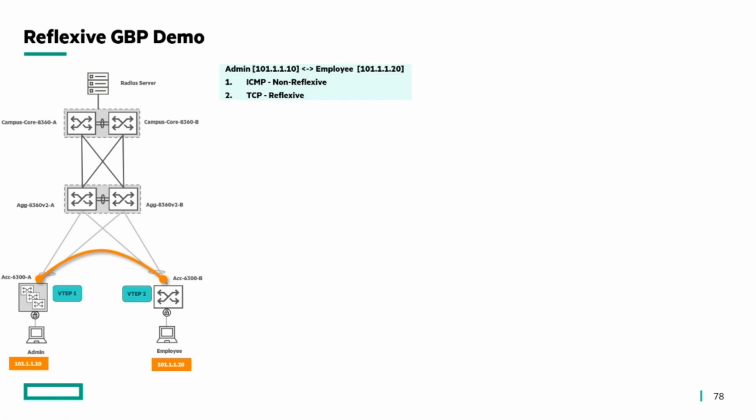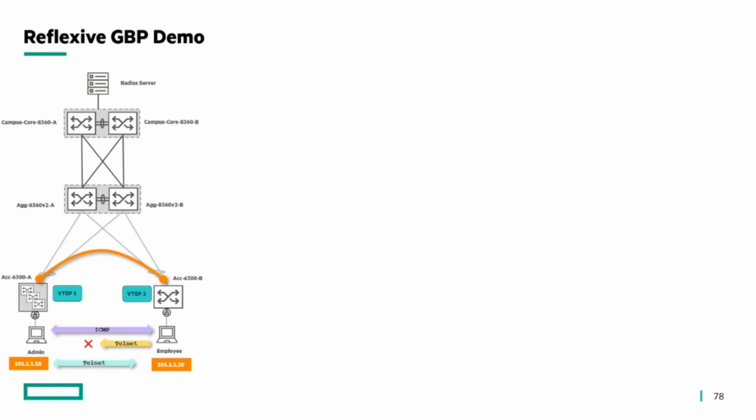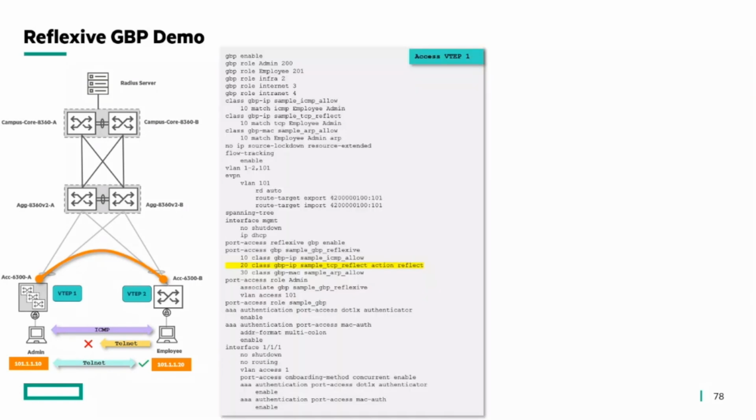ICMP has to be enabled, but only when admin initiates the TCP sessions, it has to be successful. Consider the employee is initiating a TCP session, for example telnet, it will not be allowed. When the telnet is initiated by the admin, it will be allowed. This scenario we'll be seeing in this demo. For that purpose, I'll be creating the configurations in the access VTEP first.